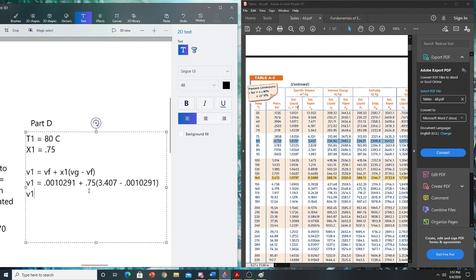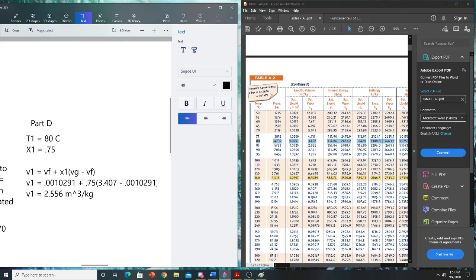And if you do this on a calculator, which I assume you will, what you will end up with, which I believe I got as something like this, is 2.556 meters cubed per kilogram. Okay, which I believe is the right answer.